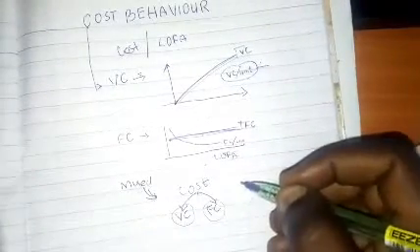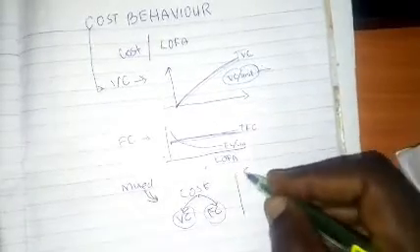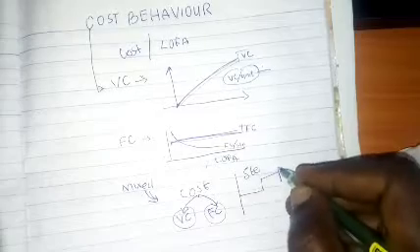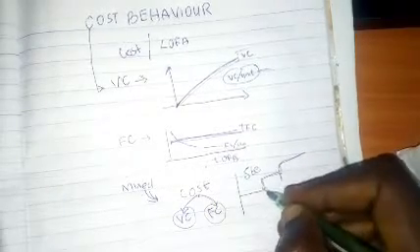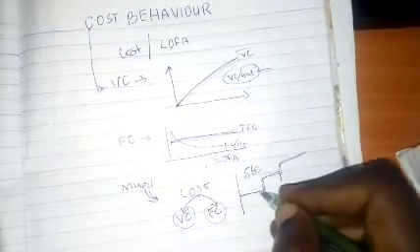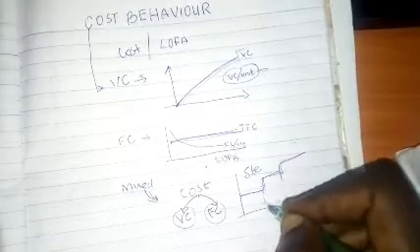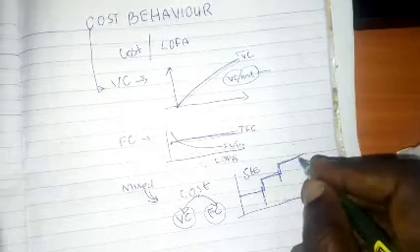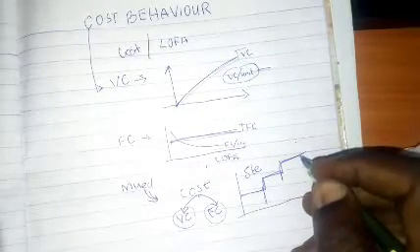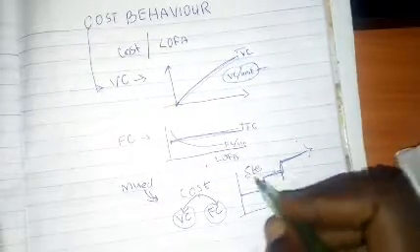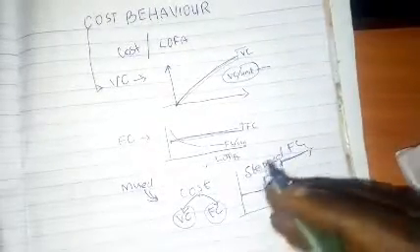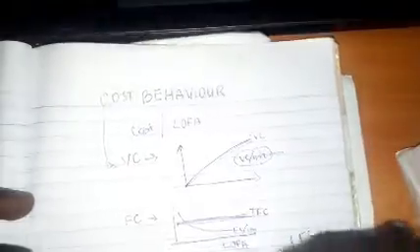Then lastly, we have step fixed cost. It is a cost that remains constant for a certain period, then later increases and remains constant, later increases and remains constant for a certain period of time. That is stepped fixed cost. So these are the types of cost behavior that we have.